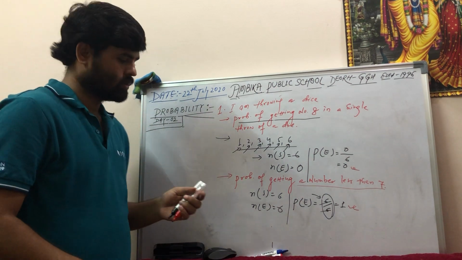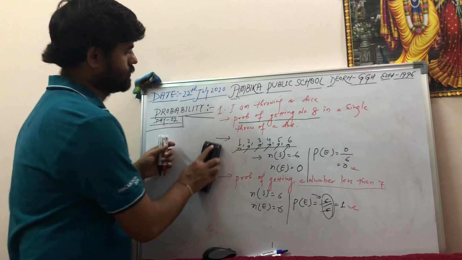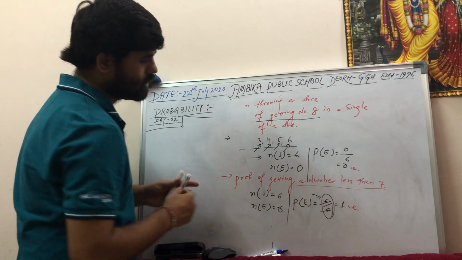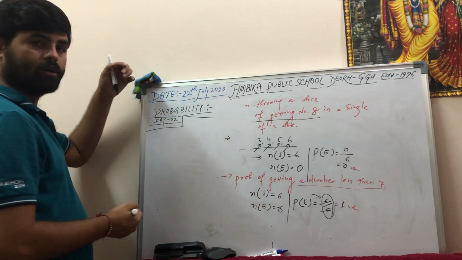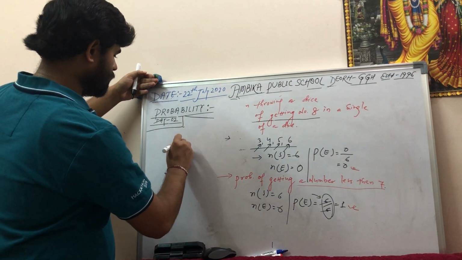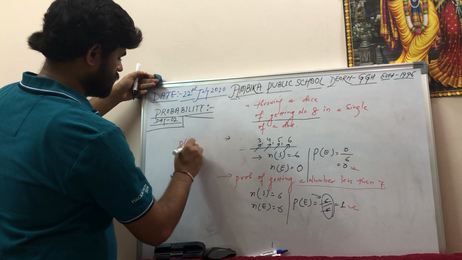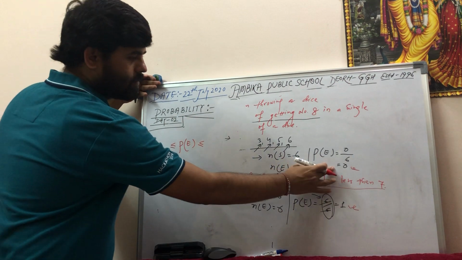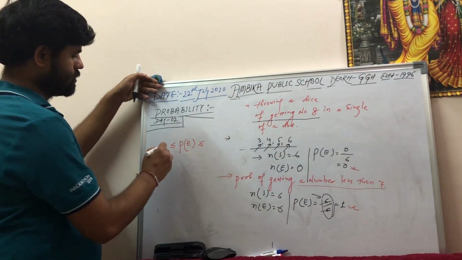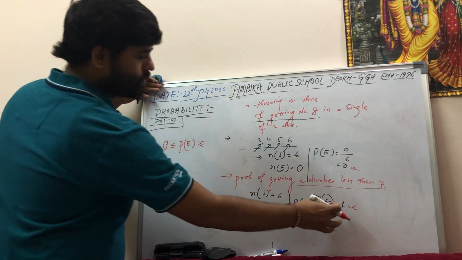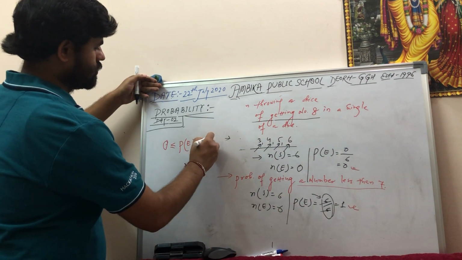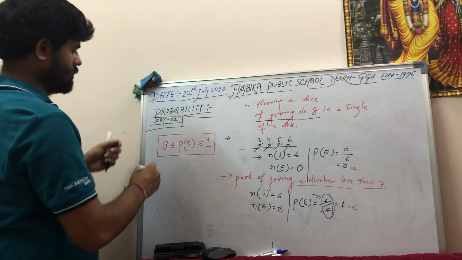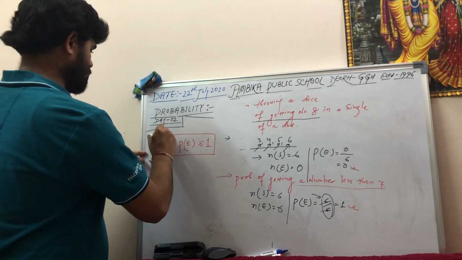By seeing this value and this value, you can write one particular statement. The probability of an event cannot be less than 0. The probability of an event cannot be greater than 1. So this you have to remember.